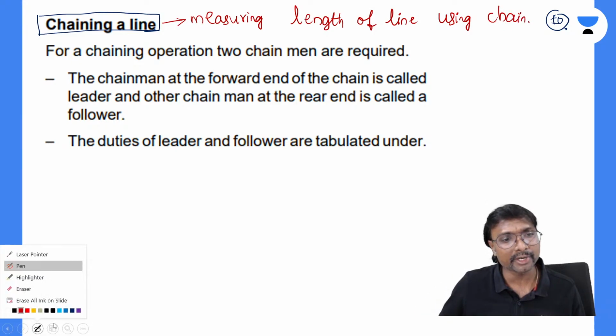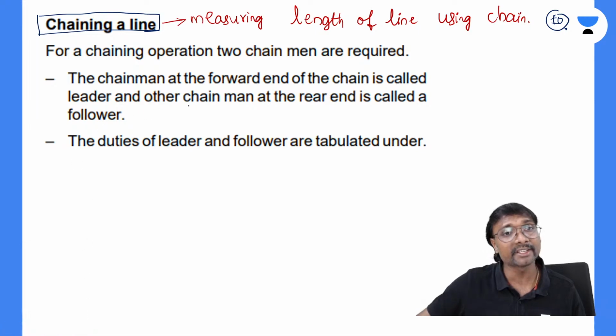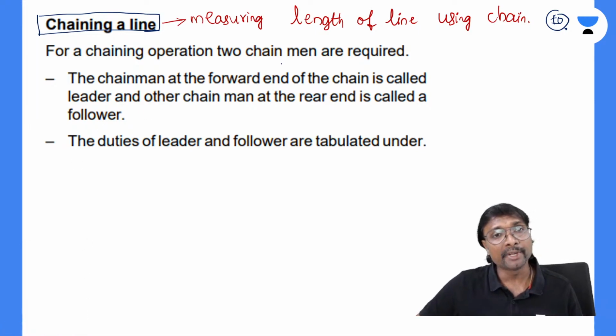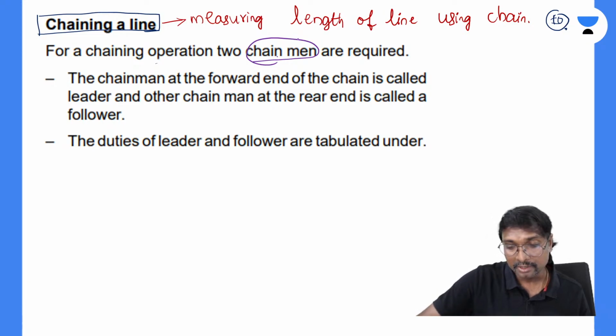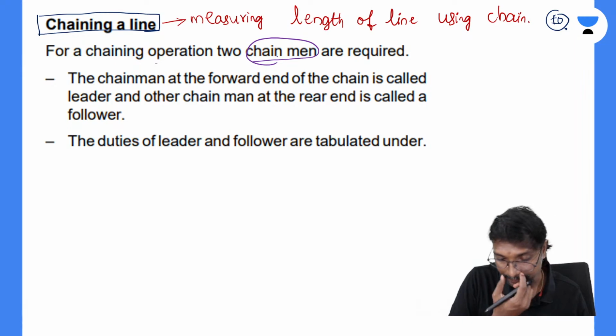Now if you observe, what things do you have? How many people are required for chaining a line? For the chaining operation, 2 chainmen are required. How many people are required, all of you? With one person can you measure it, or do you require 2 persons?